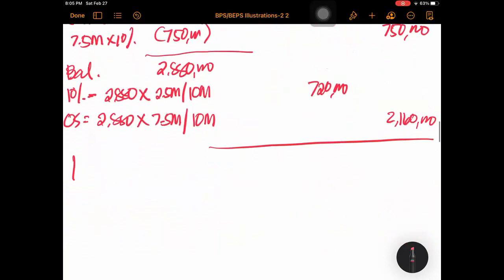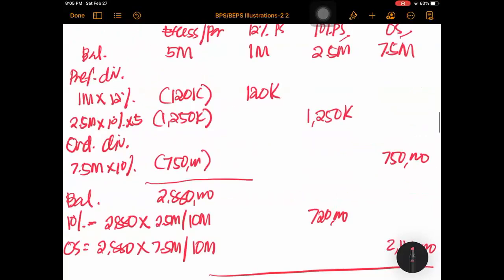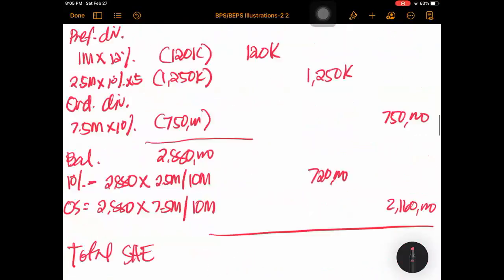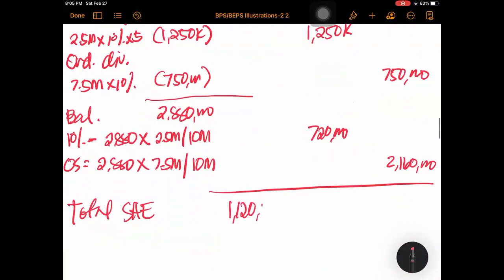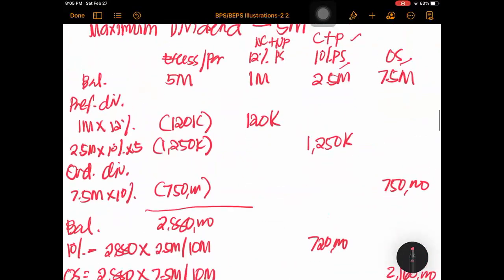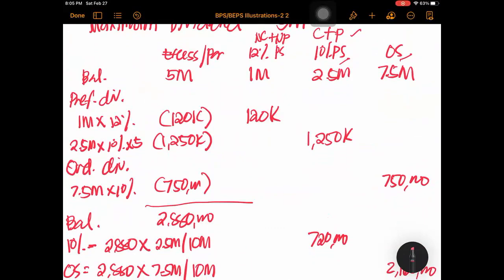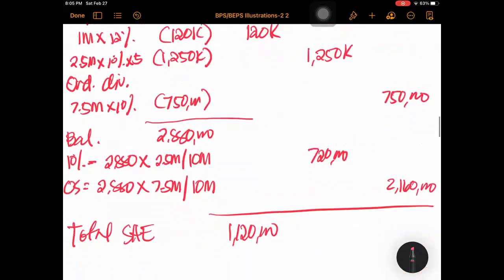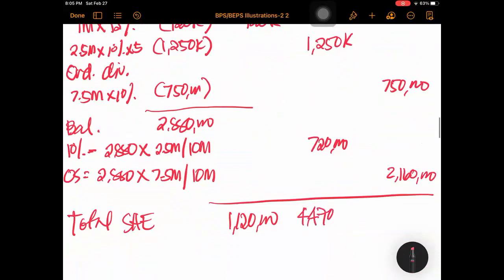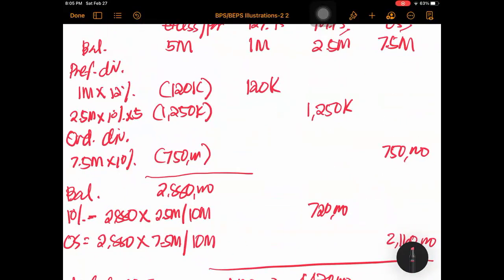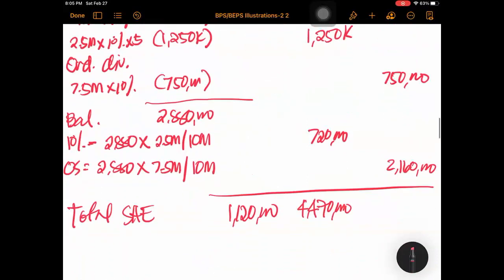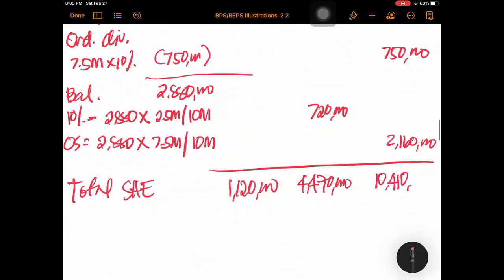This is your total shareholders' equity. For the 12%, you have 1 million plus 120, so 1,120,000 only. For the 10%, that's 2,500,000 plus 1,250 plus 720, that's 4,470,000. Then 7,500,000 plus 750 plus 2,160, that's 10,410,000. Although this is not needed for the question.